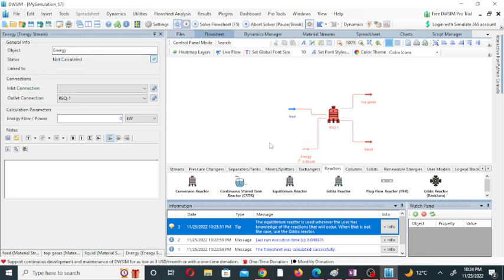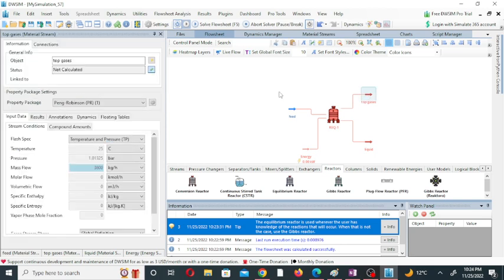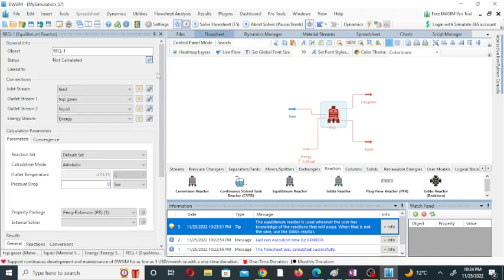So the energy. Now the top product, this is the temperature, and this is the bottom product. Now click on the reactor. In the reactor, the name is given, but it is an equilibrium reactor. So this is the equilibrium reactor. This is the equilibrium reactor.